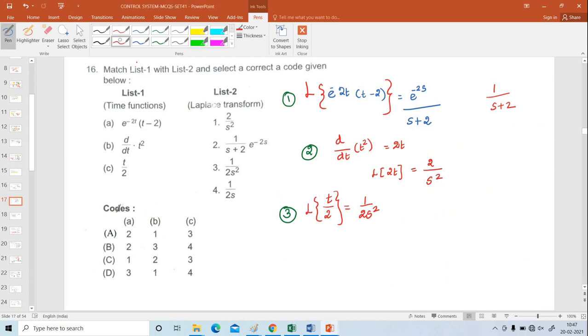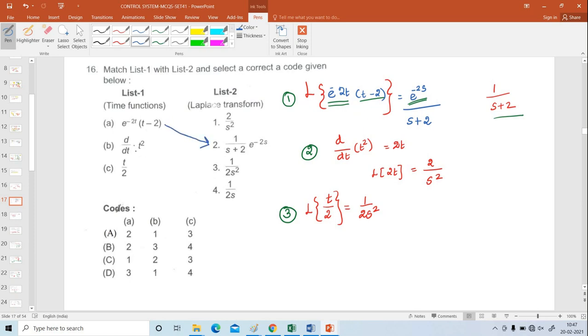Next, problem number 16. Match list 1 with list 2 and select the correct code given below. So first, time function e power minus 2t into u of t minus 2. First of all, I am going to apply the Laplace transformation. So what is the Laplace transformation of e power minus 2t? That is 1 by s plus 2. And here some delay is there, t minus 2, that is represented as e power minus 2s in the Laplace transformation. So a is equal to 2.